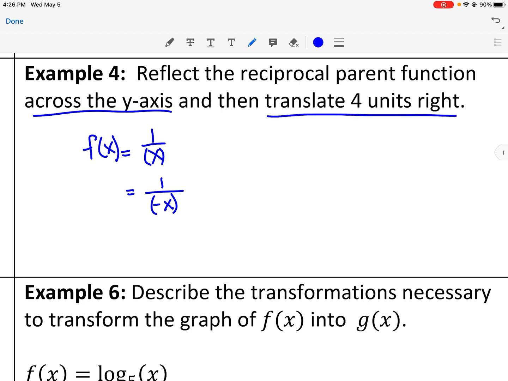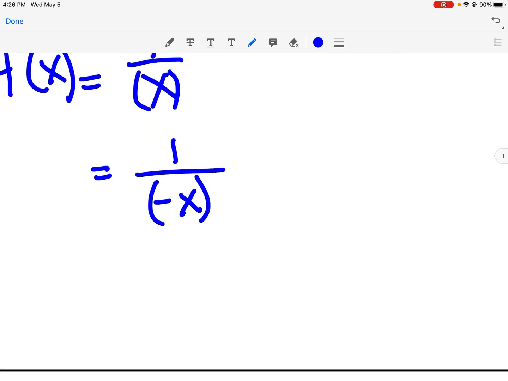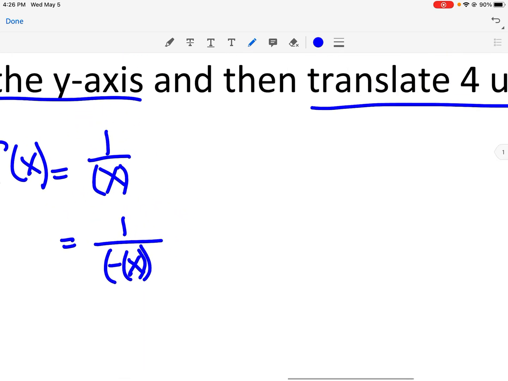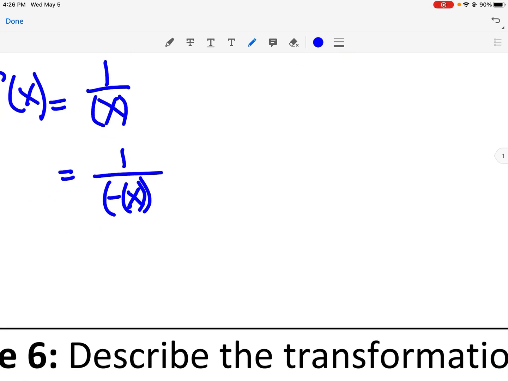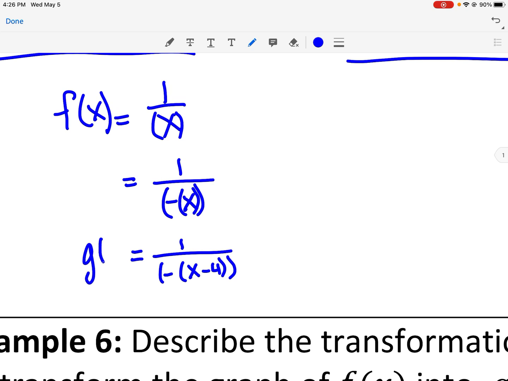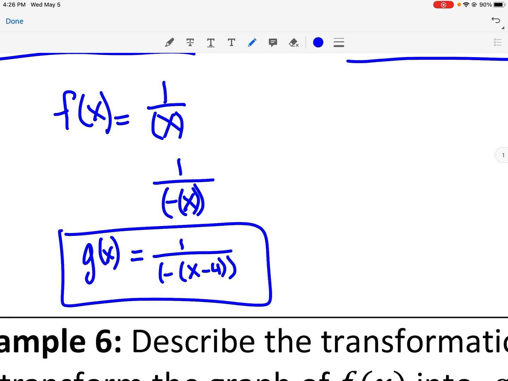And then translate 4 units right. This is tricky because this is also changing x. So what we need to do again is put x in parentheses. And this time we have to change the inside parentheses. So 4 units right, meaning I'm going to be minusing 4, and then the inside parentheses is going to become x minus 4. And there we go. There's our final answer, but it's a new function. So I guess this is not actually equal. But here's our final answer.